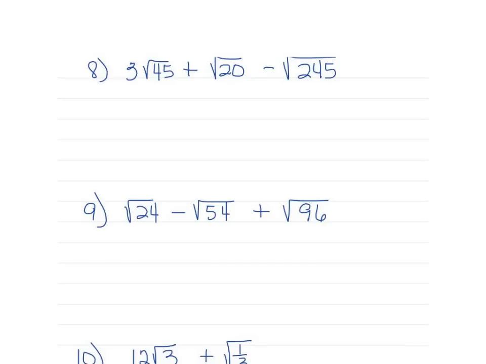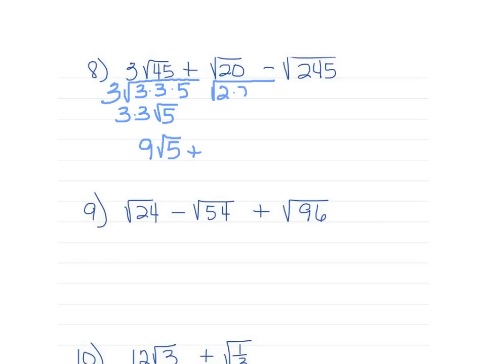So let's take our first term. 3 radical 45. I can break down 45 to 5 times 9. 9 can be broken down to 3 times 3. So it's 3 times 3 times 5. I have a perfect square under the radical symbol. Let's pull it out. So I have 3 times 3 times radical 5, and this would be 9 radical 5. All right, so then we're going to add to that radical 20. Radical 20 can be rewritten as 2 times 2 times 5, and that would be 2 radical 5.